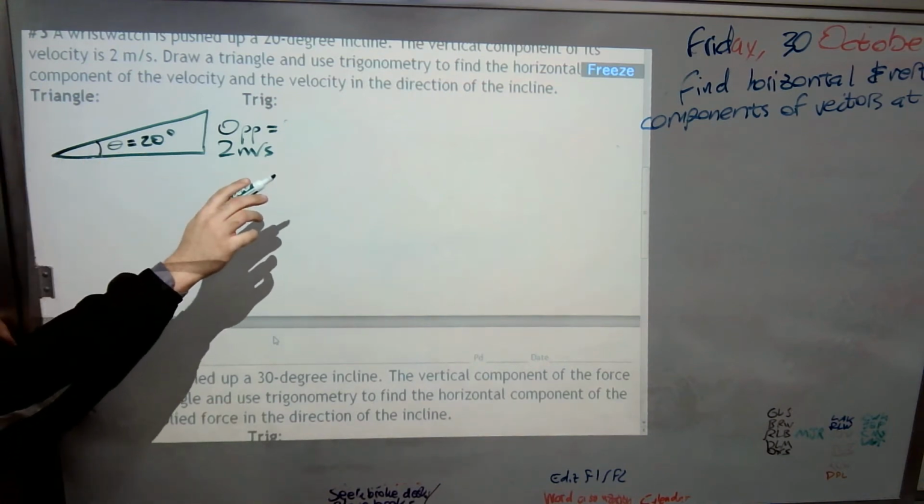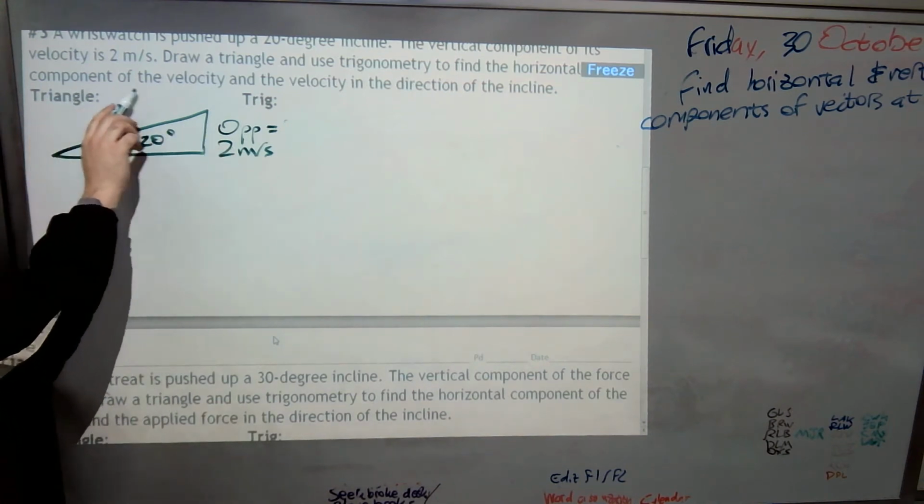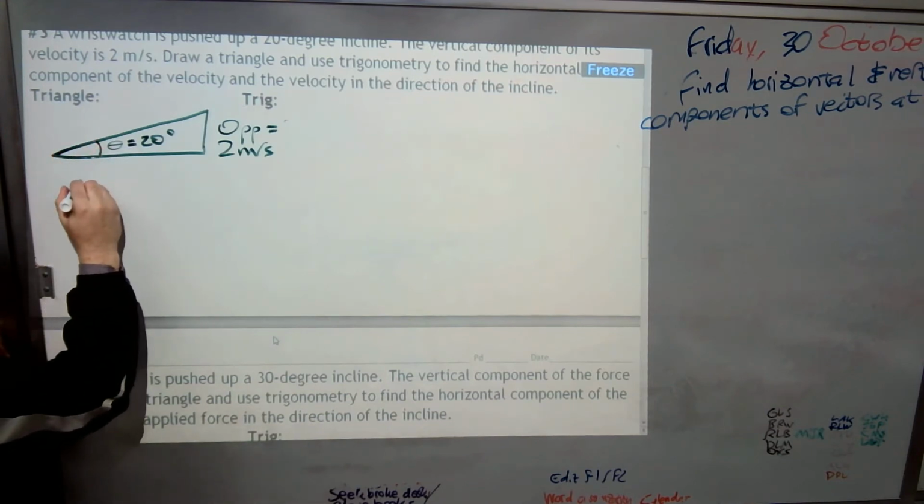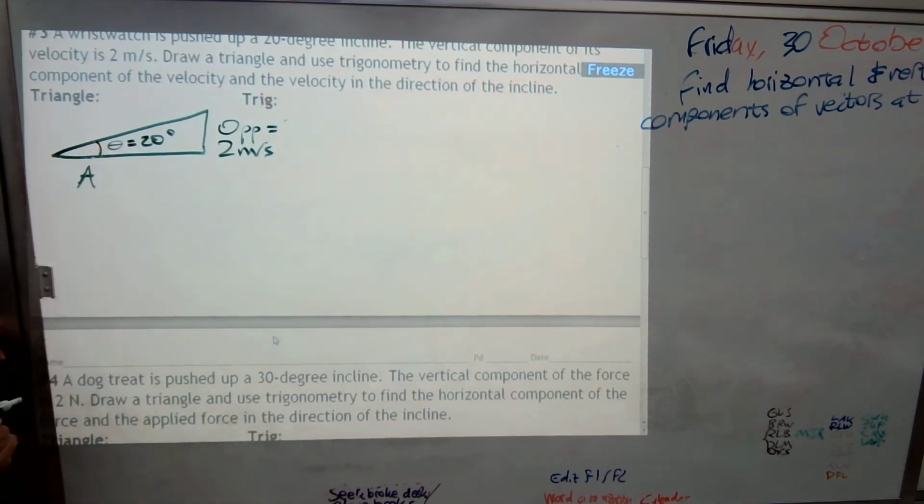Draw a triangle and use trigonometry to figure out the horizontal component. It's this component, which is the adjacent side. It's next to that angle. I'm going to label that with an A for adjacent.